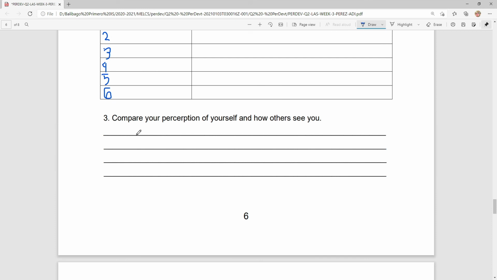Number 3, compare your perception of yourself and how others see you. How do you see yourself? And how do others see you? Can you put it into sentences?